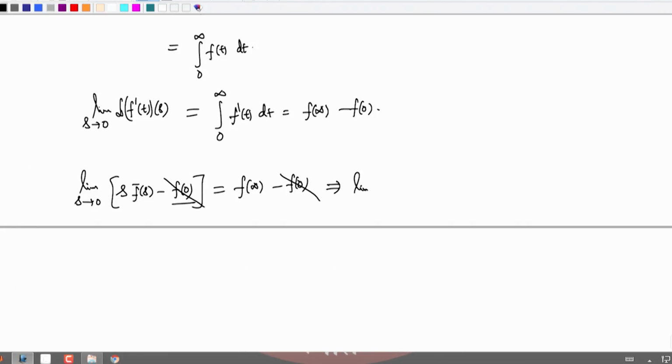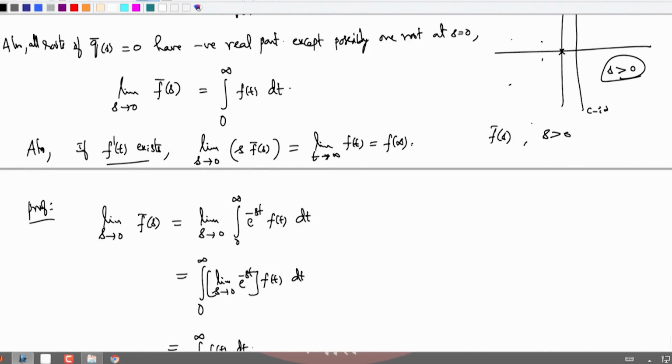So, this limit s goes to 0, s f bar of s equals f at infinity, which is nothing but limit of f of t as t goes to infinity, if it exists as a finite number. This has to be a limit of f of t. So, that is exactly what you need to show. This is called the final value theorem.